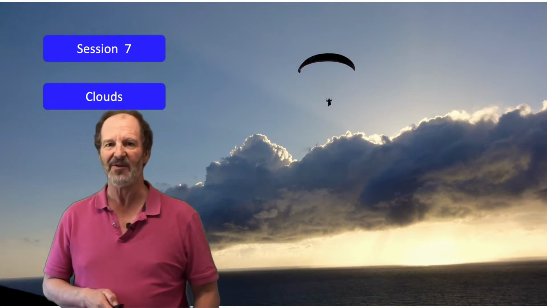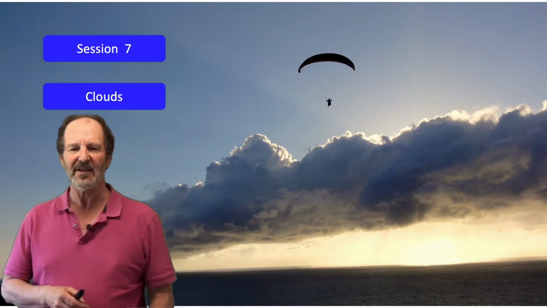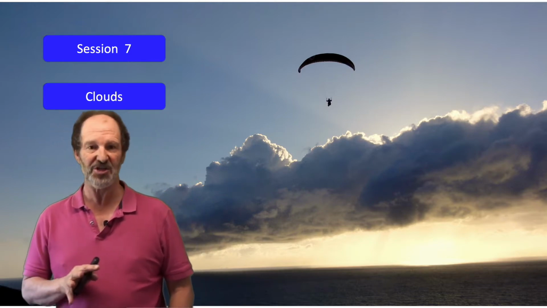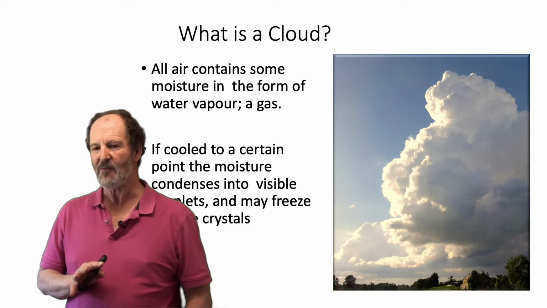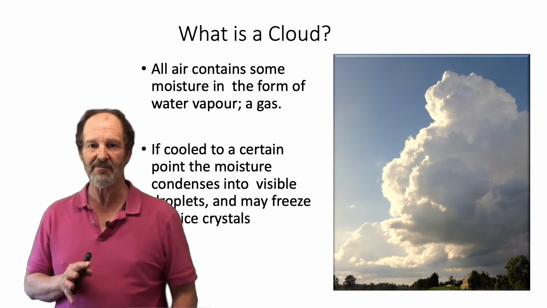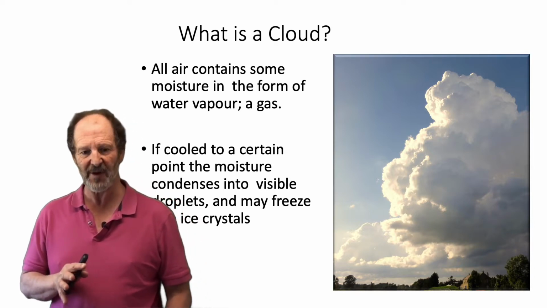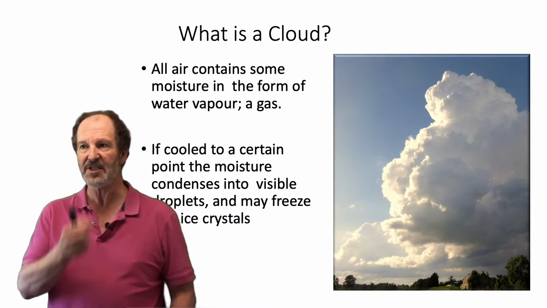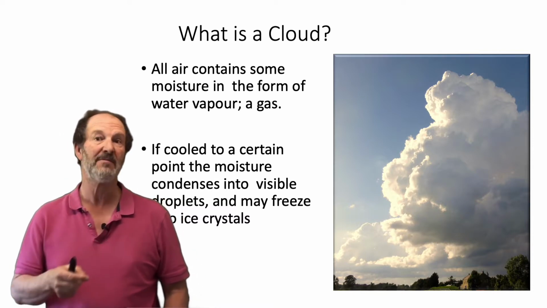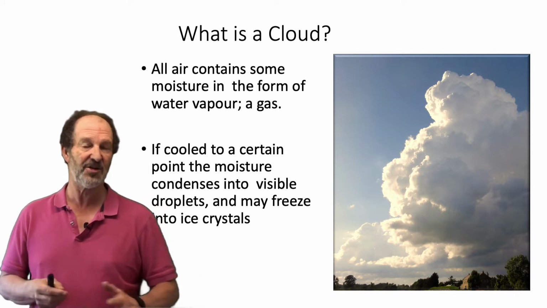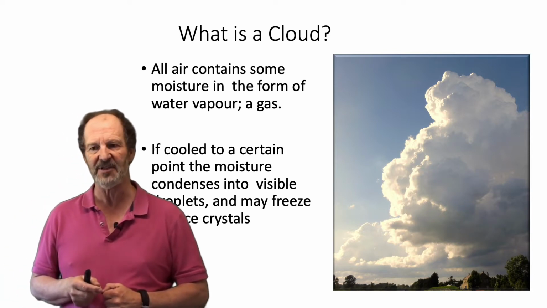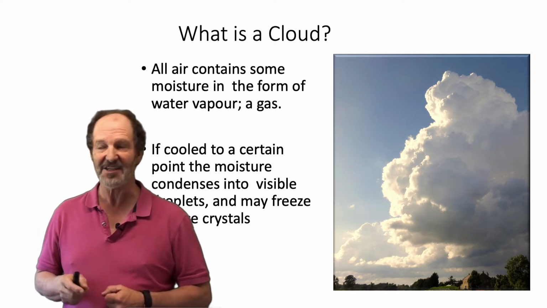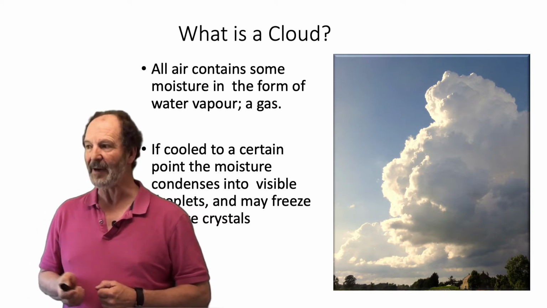So what is a cloud? Clouds are basically visible moisture in the atmosphere. All air contains some moisture in the form of water vapour, which is an invisible gas. It's actually only about 2/3 the density of nitrogen, the main gas in the atmosphere. So it's quite a light gas, surprisingly.